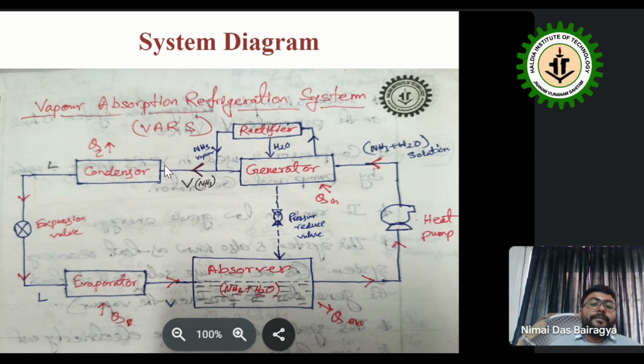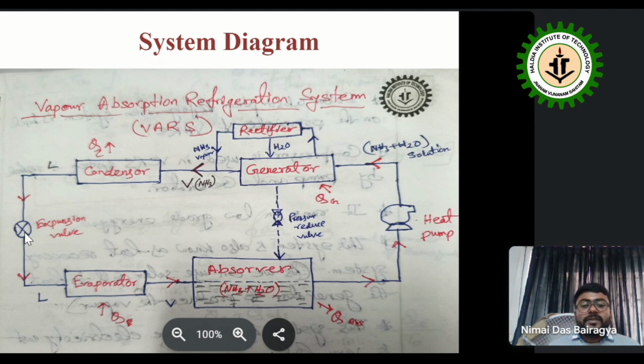So in the condenser, when the ammonia vapor comes here, it rejects heat and a phase change happens here, and the vapor of this refrigerant, the ammonia vapor, turns into liquid ammonia.